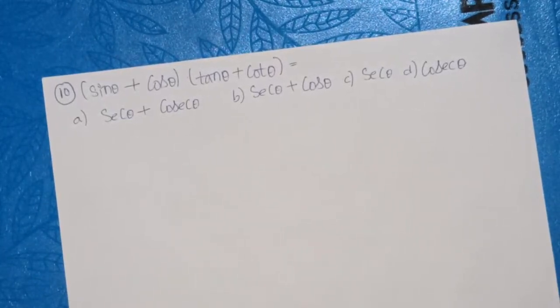Now let's move on to the next question. In the 10th question, we will be having an MCQ, that is (sin theta plus cos theta) into (tan theta plus cot theta) will be equal to what? Just try this question and please comment me the answer in the comment section.